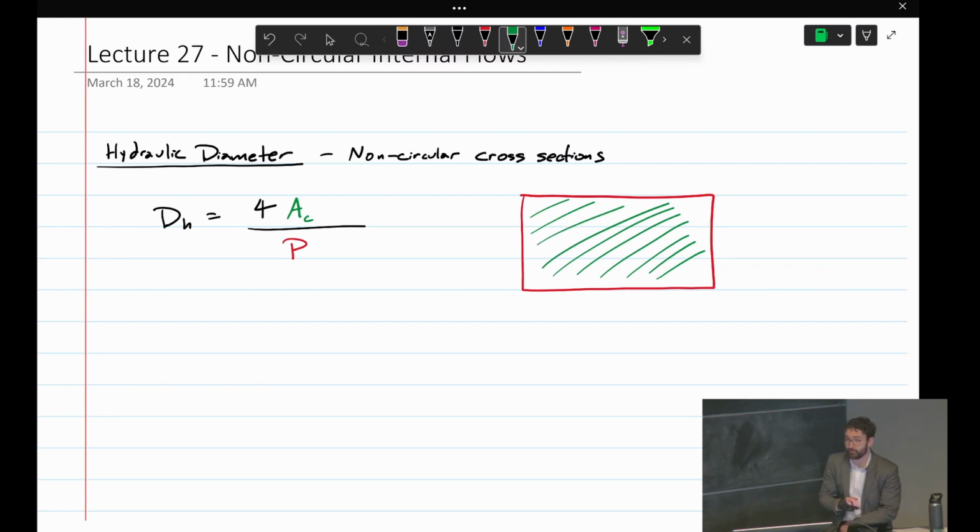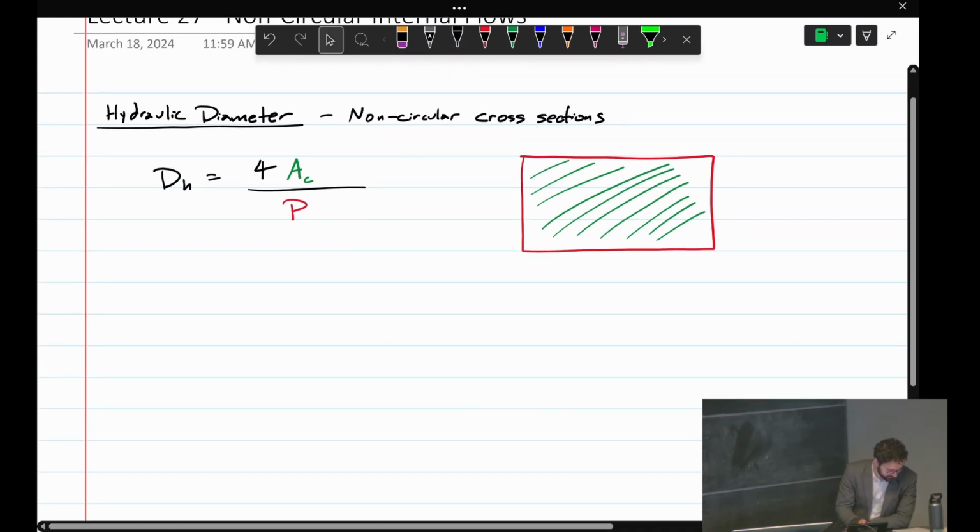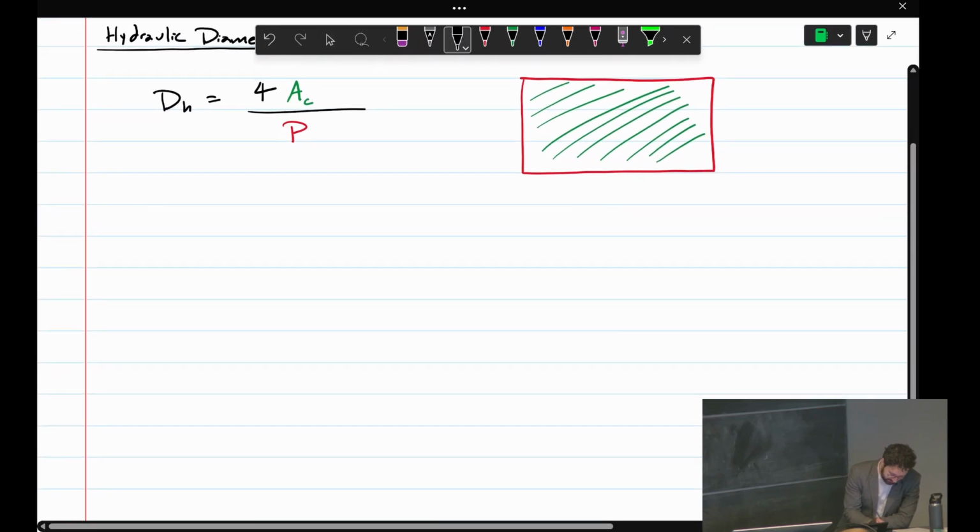So when it comes to non-circular cross-sections, you might come across this in later courses. It's always characterized in terms of this hydraulic diameter. So it's like a diameter. What's the diameter of a square duct? That's what this is. So we can compute this.